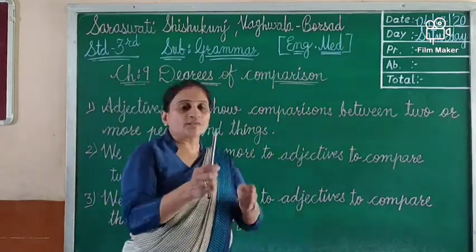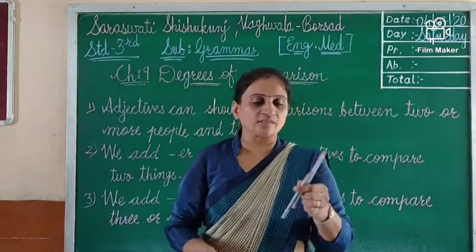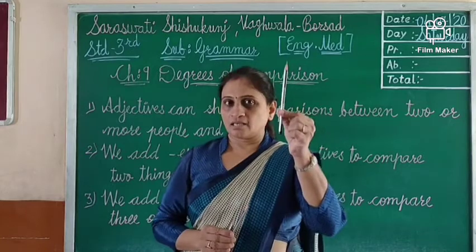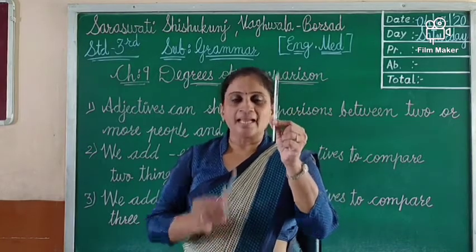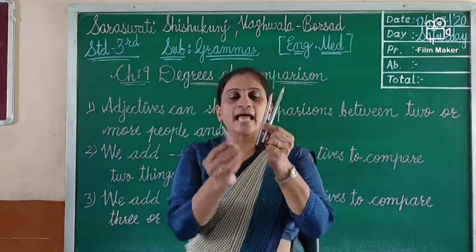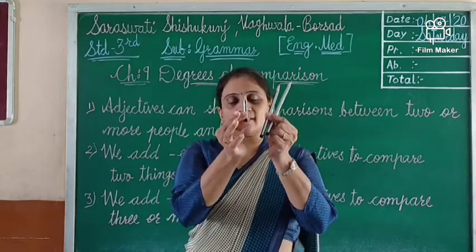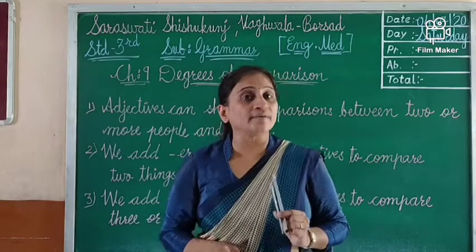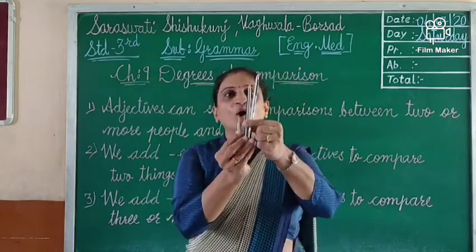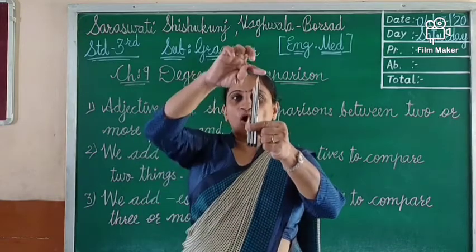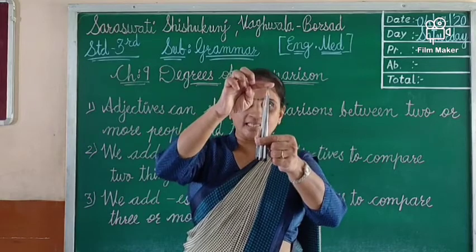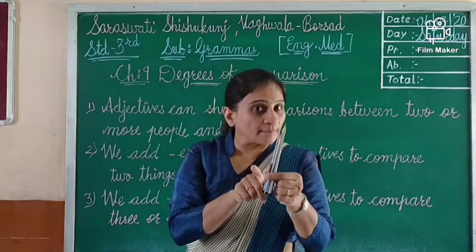For example, these are three pencils. You can see, children, these are three pencils. This is small, this is smaller than this, and this is smallest. In that way we can say. Otherwise we can say long, longer and longest. Small, smaller, smallest. Long, longer, longest. So we compare three pencils.